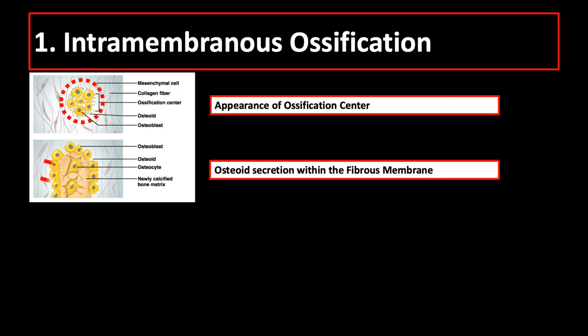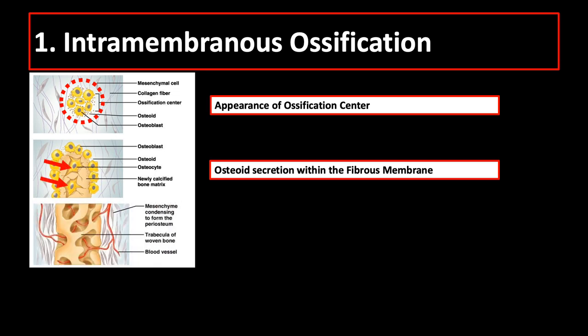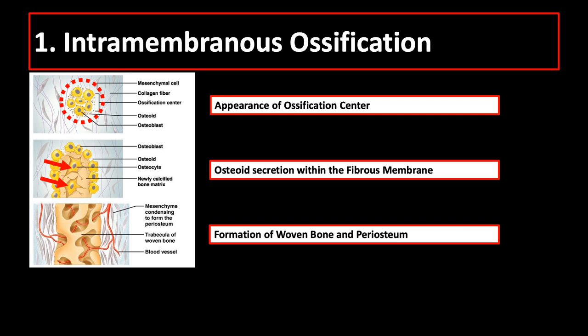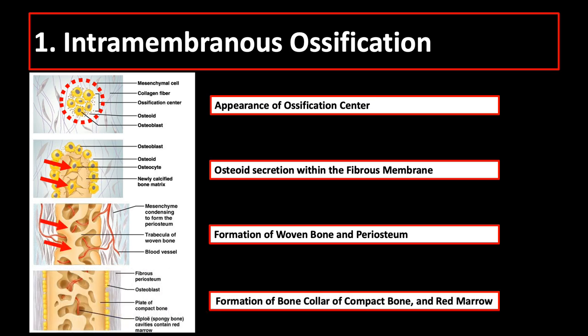Trapped osteoblasts become osteocytes. Then woven bone and periosteum are formed. During this time, the accumulating osteoid is laid down between the embryonic blood vessels, which form a random network. The result is a network of trabeculae. And then, bone collar of compact bone forms and red marrow appears. Trabeculae just deep to the periosteum thicken, forming a woven bone collar that is later replaced with mature lamellar bone. Spongy bone, consisting of distinct trabeculae, persists internally and its vascular tissue becomes red marrow.